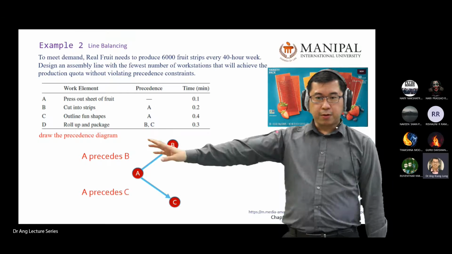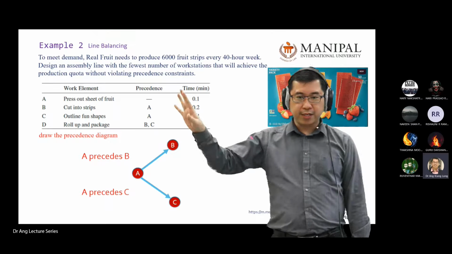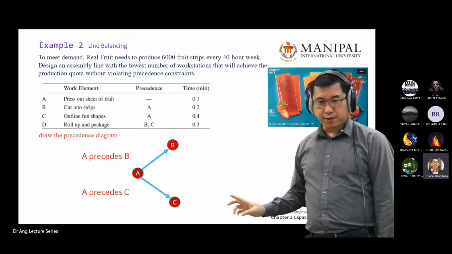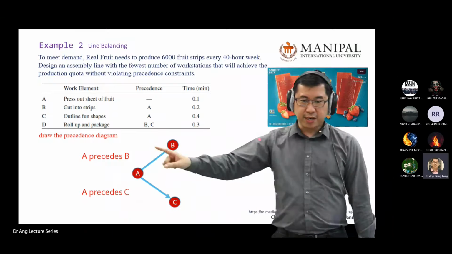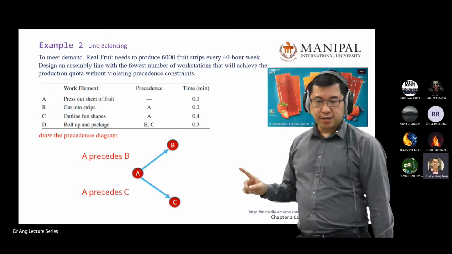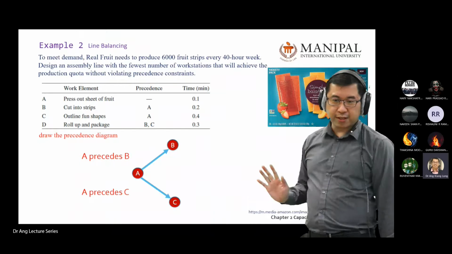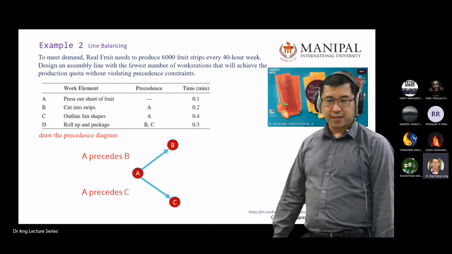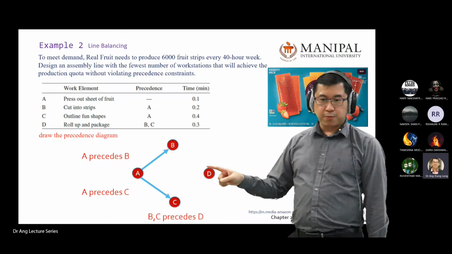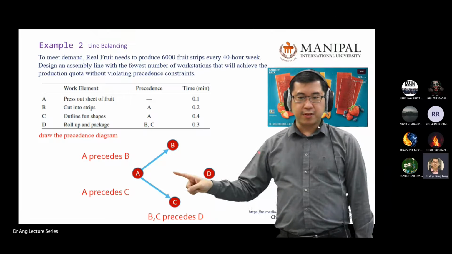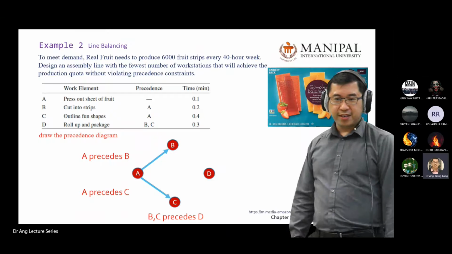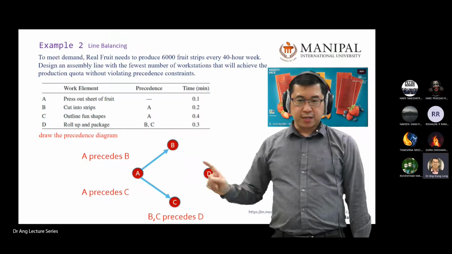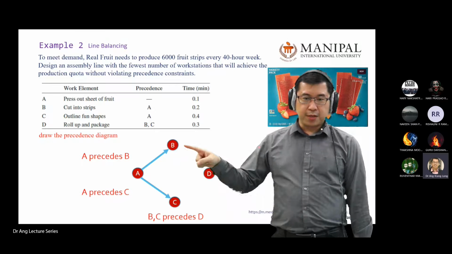Then, are you able to complete the precedence diagram by looking at this table? Next one, D. D you can put anywhere. You can put even here. But usually I just put after the diagram here. You can put it in the middle here also, no problem. So put D here, read the table. D needs B and C.